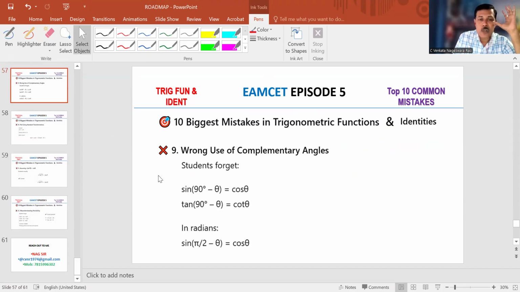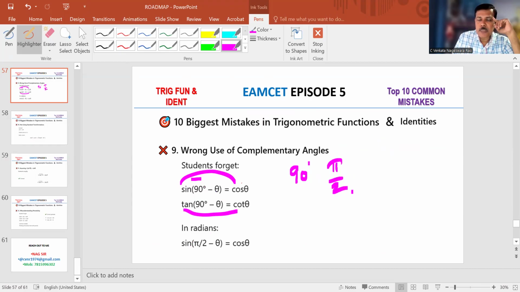See, wrong use of complementary angles. Generally, what is a complementary angle? 90 degrees. So when you say complementary, 90 degrees, sine becomes cos, tan becomes cot, like that. Even 90 degrees can be written in radians as pi by 2. Even then, it's a complementary angle.